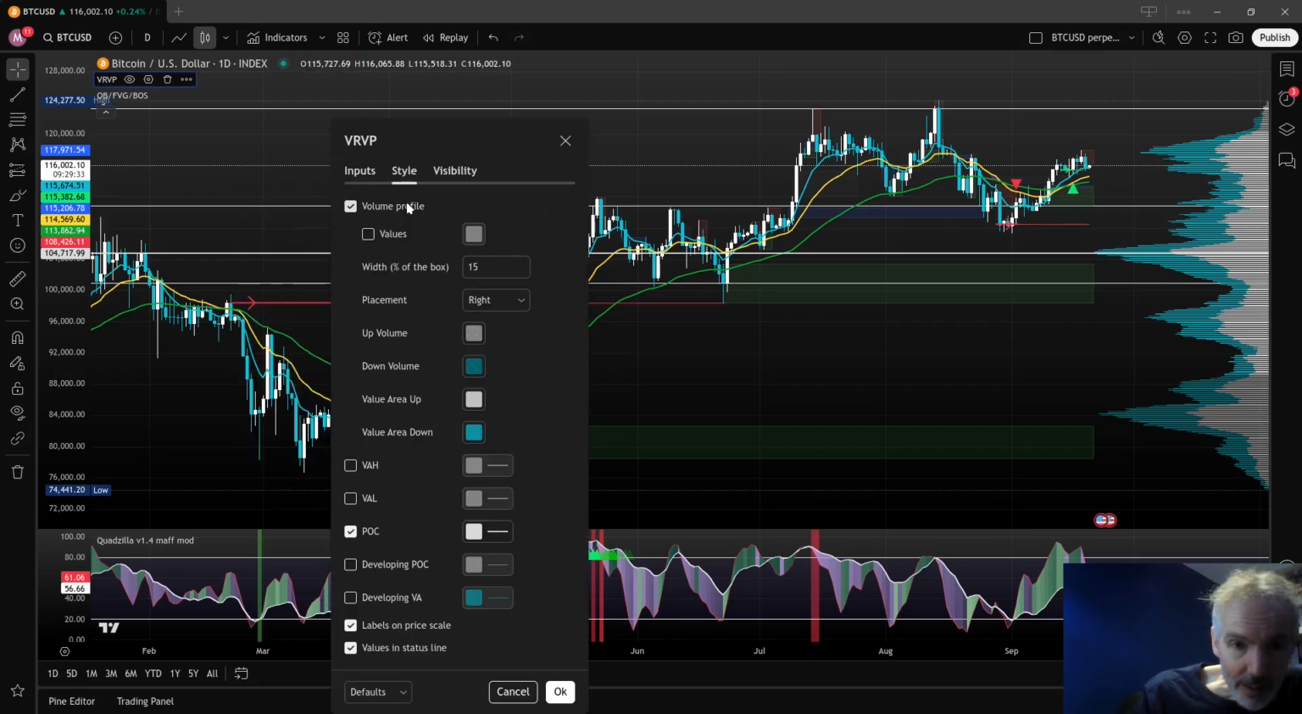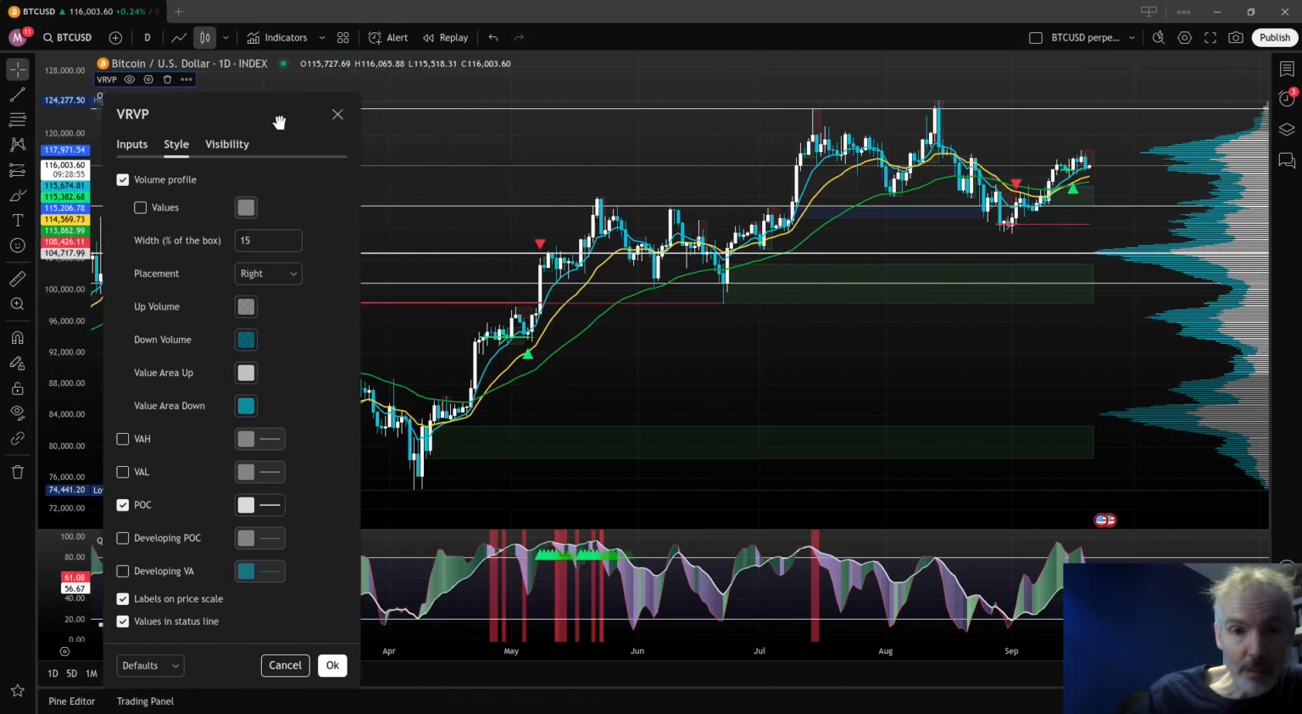So on the style, I've set the down volume to blue, the value area down is blue, up volume and value area up are white. So I guess they equate to the buys and the sells. You can see it as the bullish and the bearish, if you like. The point of control is what the VRVP indicator has seen as the main bit where there's the most volume, which you could see as the point where the price is most going to want to return to, because that's where the most order volume is.